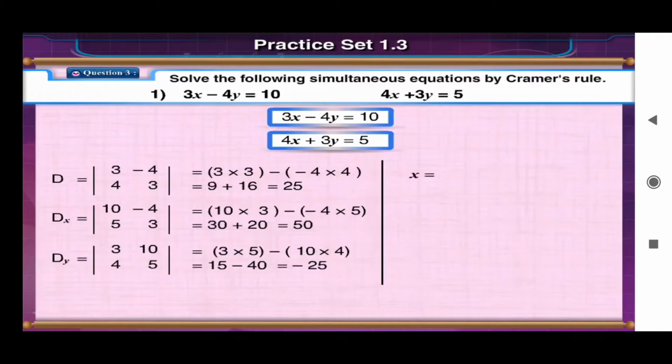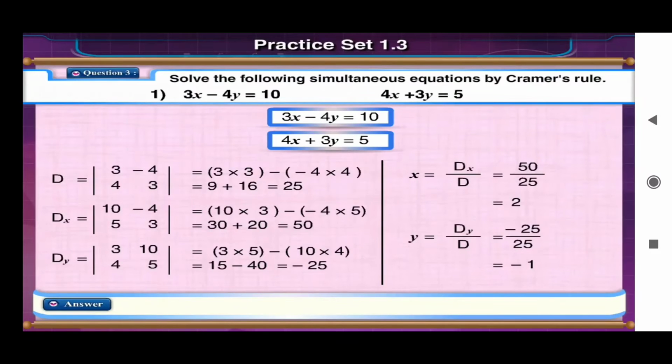X is equal to Dx upon D, which is equal to 50 upon 25, that is equal to 2. And y is equal to Dy upon D, that is equal to minus 25 upon 25, which is equal to -1. So the solution of the given equation is (x, y) is equal to (2, -1).